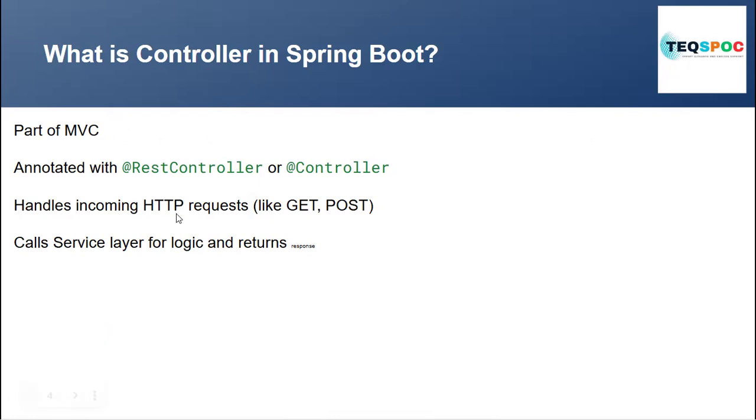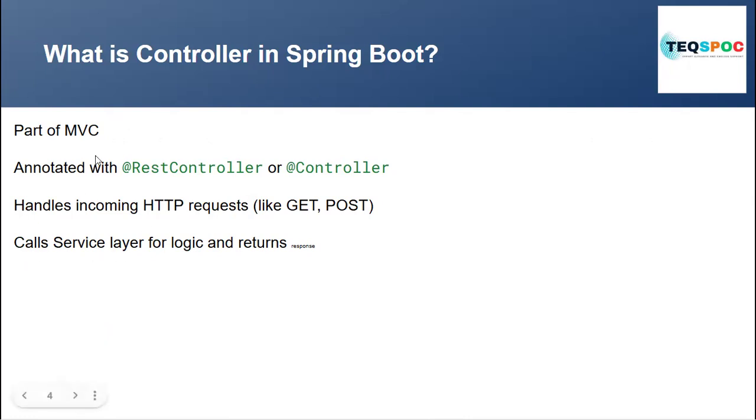What is an HTTP request? We have GET for getting the data, POST for posting or creating data, PUT for updating the data, and DELETE for deleting the data. These are the HTTP requests which we use inside the REST controller for creating APIs.